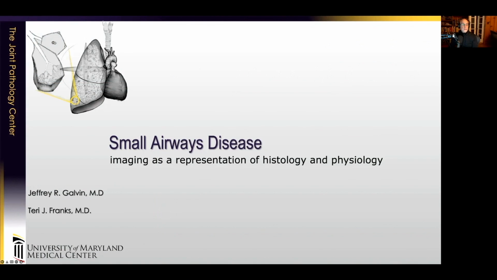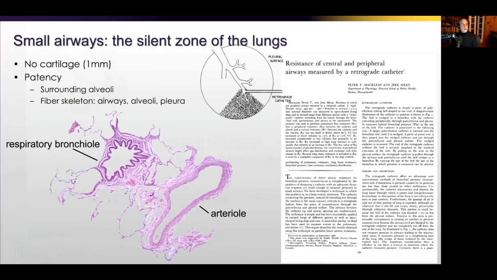Welcome to a presentation on small airways disease. My name is Jeff Galvin. I have nothing to disclose. Let's start with the anatomy.